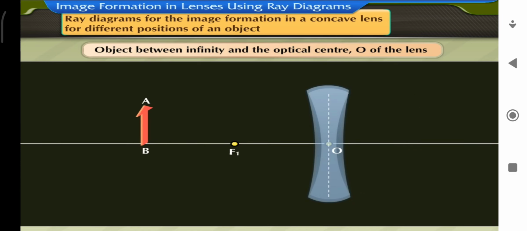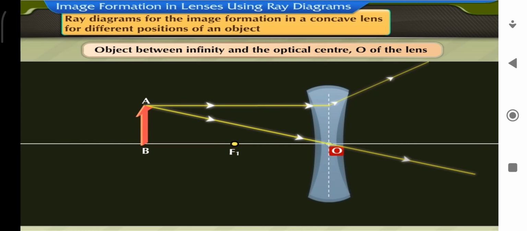2. Object between infinity and the optical center O of the lens. When the object is placed between infinity and the optical center O of the lens, the image is formed between focus f1 and optical center.